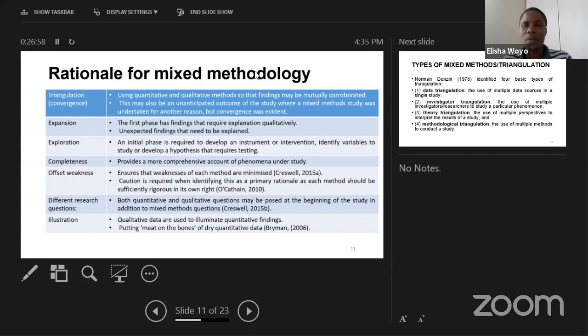Most of the time you find people want to use mixed methods, but when you look at their questions, none of them requires the other methodology, and it becomes difficult to do that. So if you have both quantitative and qualitative research questions, then you have good justification why a mixed methodology is the appropriate methodology for your study.